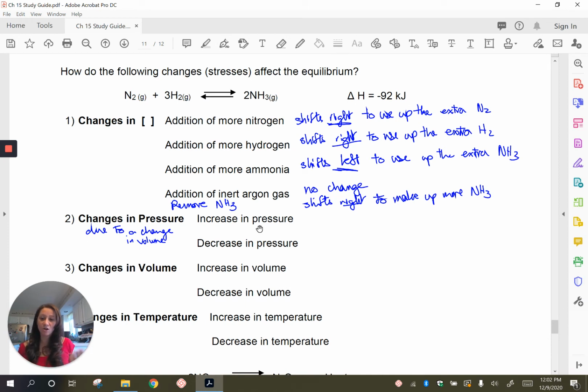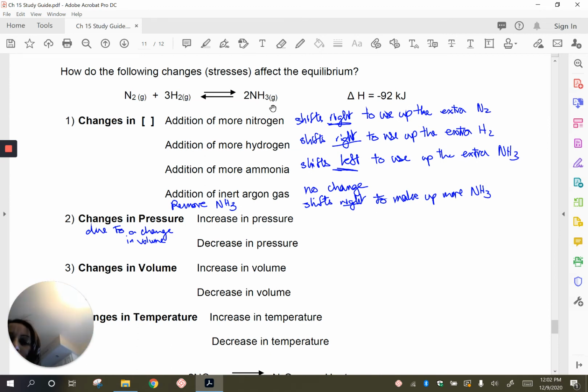Well, which side would it go to minimize the effect of too many collisions? I'm going to go to the side with fewer gas particles so that I don't have as many collisions. Looking here, I have 4 gas particles on this side and only 2 gas particles on this side. So if I have too much pressure, too many collisions, then I want to go to the right to make more of this so that I have less pressure.